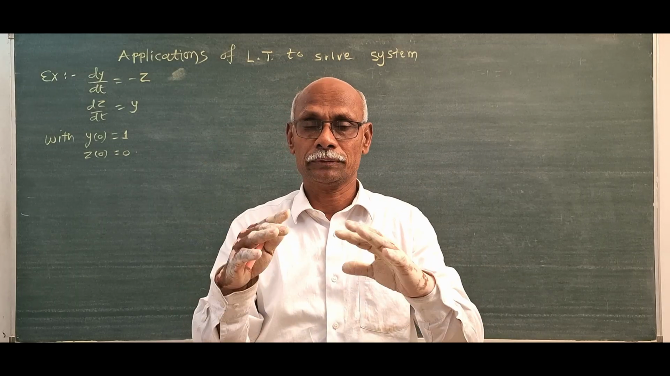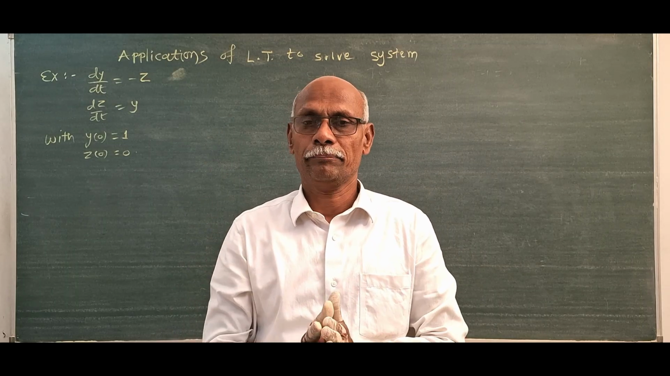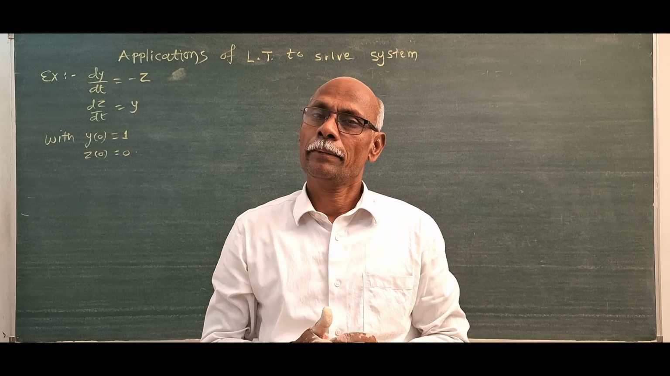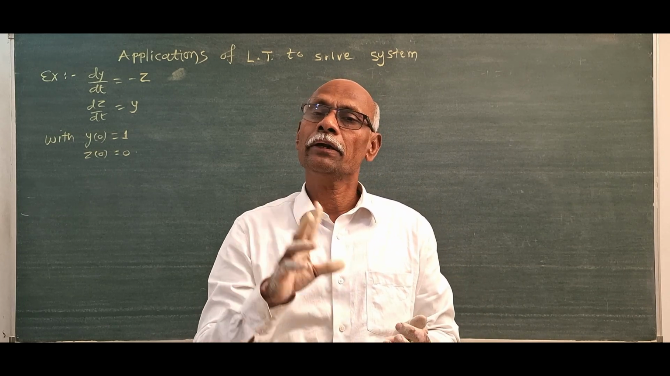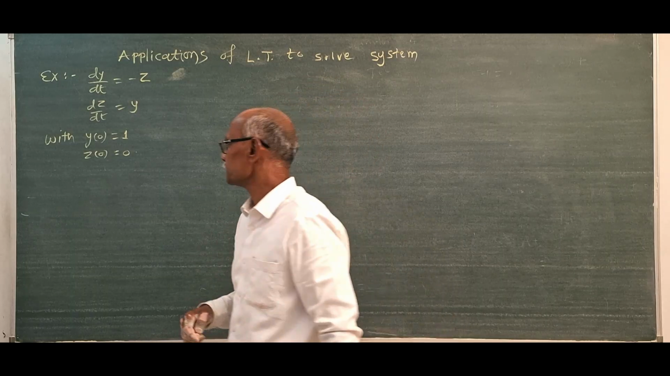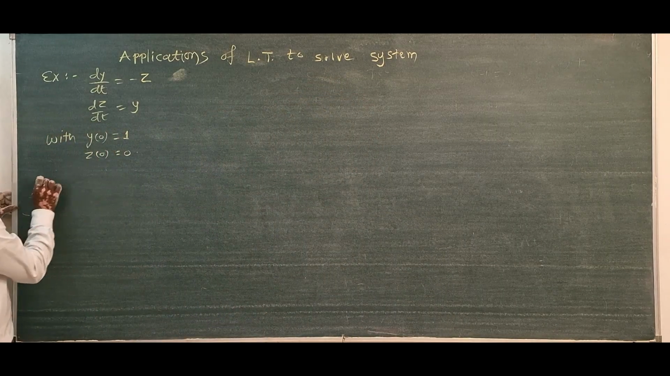Such two equations, both combined, are called a system. Okay, so we have to solve this differential equation, which means what? That means we have to find the dependent variables in terms of the independent variable. That means we have to find y and z. Okay, let us start.